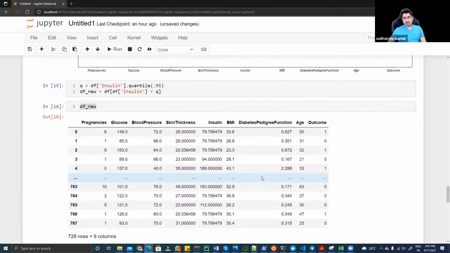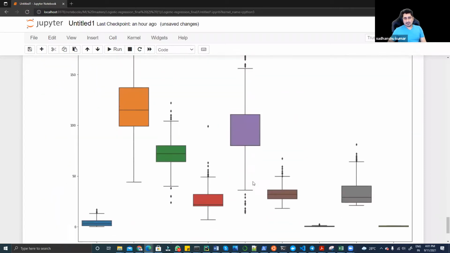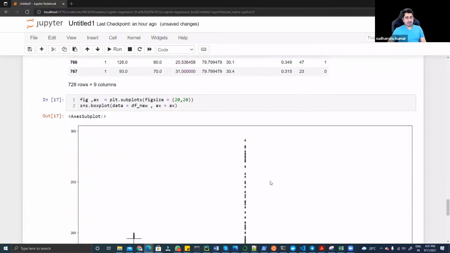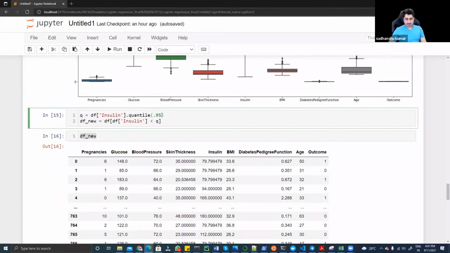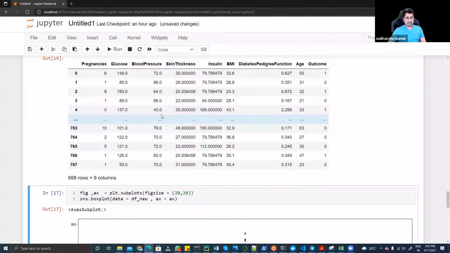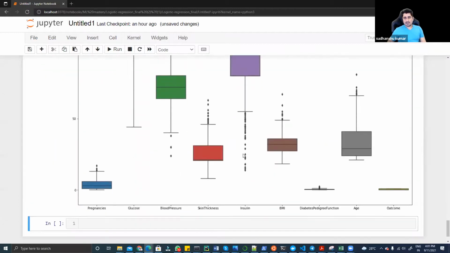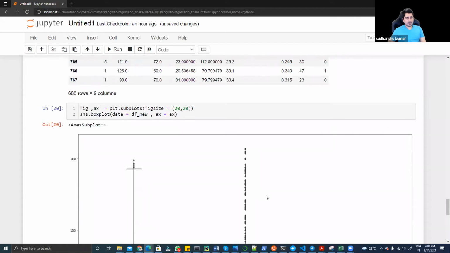Yes, as compared to the previous graph that we were able to get for insulin, I think this time this graph has changed a little bit. Okay, what I will do is maybe I can try to do another experiment. So I can try to increase this one. So maybe 90%, right? So 10% I'm trying to reject from df_new, right? Now, can I say that again, this graph has changed a little bit over here?